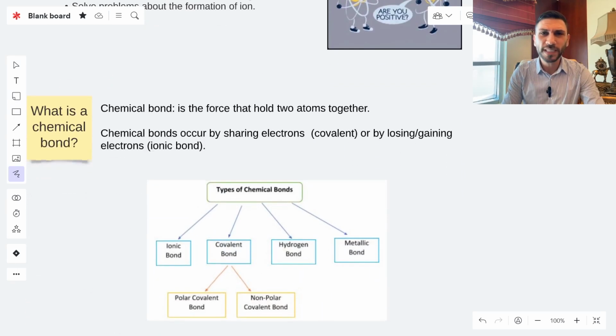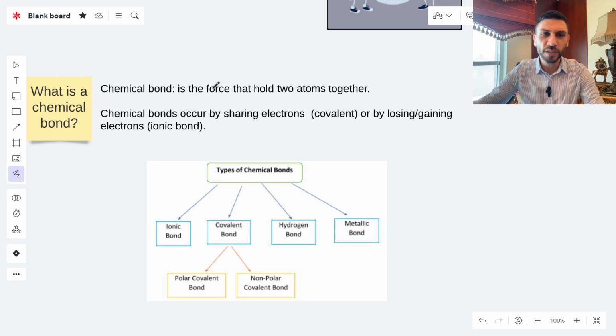Now, what is a chemical bond? The chemical bond is the force that holds two atoms together, whether they are in a molecule or any substance. And it occurs in two ways: by sharing electrons, which is a covalent bond that we're going to study later, or by losing and gaining electrons, which is the ionic bond. It's a part of our lesson for these videos.